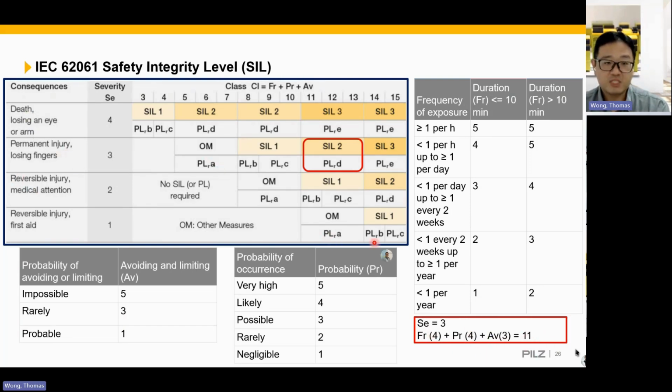So we look at this table then. The severity we already chose is 3, and then 11. So this will be in the band of SIL 2 and performance level required of D itself. This is the requirement you need to meet for your machinery. So this is how to choose which safety relays to use. If you have to choose, you have to choose a safety integrity level 2 or a performance level D and above safety relay, or any safety products for that matter.